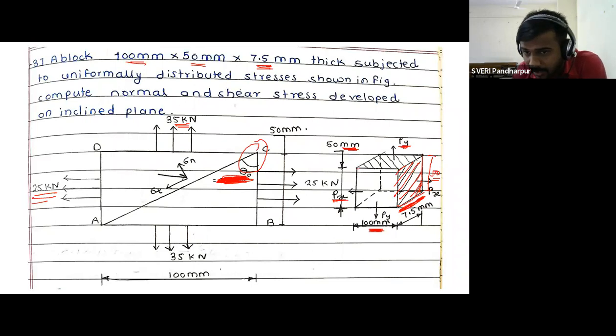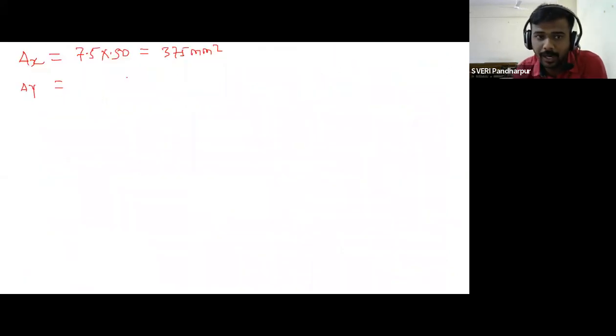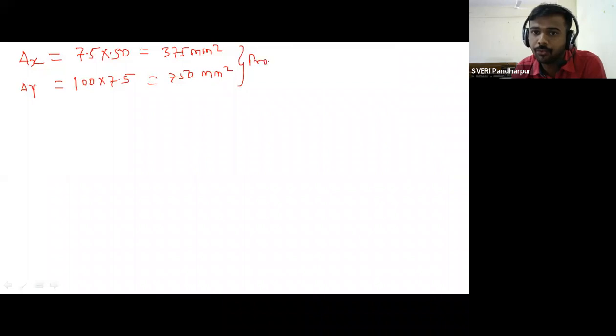Then area Ay, top side and bottom side. In the top side and bottom side, this dimension and this inclined dimension. The front side dimension is 100 mm, and the inclined dimension is 7.5. So 100 into 7.5, how much? 750 mm square. So from the 3D figure we have calculated area Ax and area Ay.